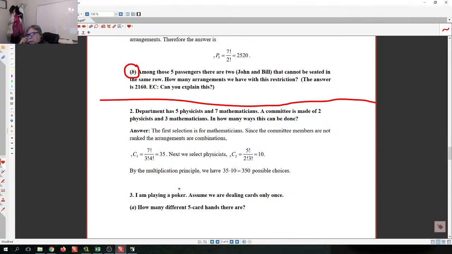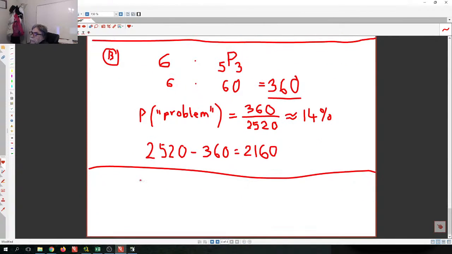5 people from a department which has 7 mathematicians and 5 physicists, and the Dean decided that he wants to have 3 mathematicians and 2 physicists because it's kind of a proportional selection. In how many ways can he have that, right? So here the story is about 2 choices. The first choice, so it's problem number 2.